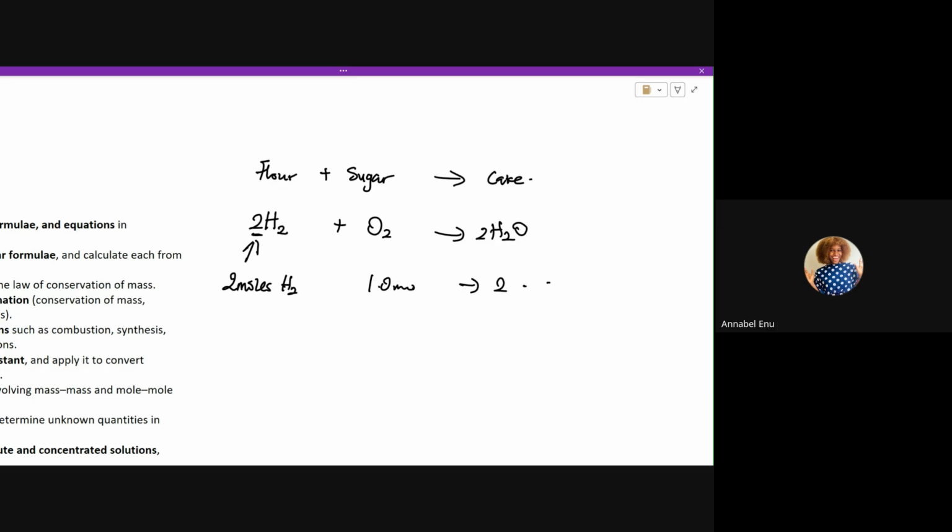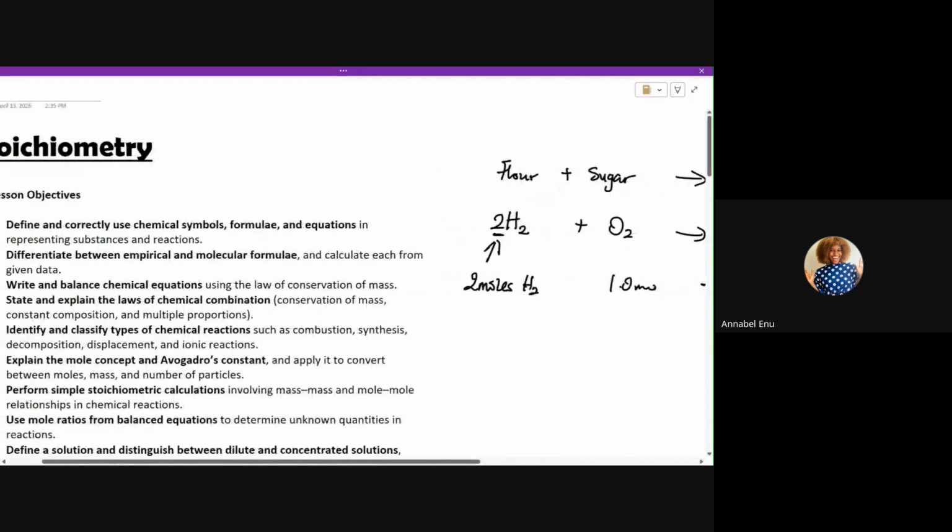So it's like the quantitative study of how much of reactant will react to give us our desired product. That is what stoichiometry is all about.